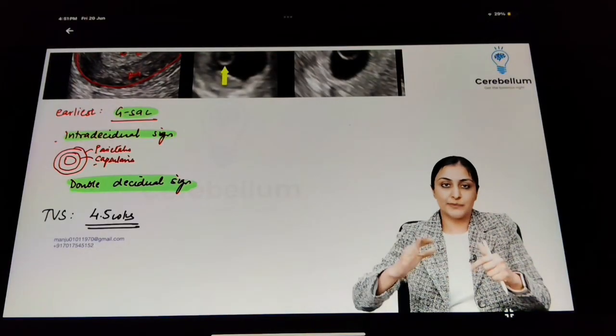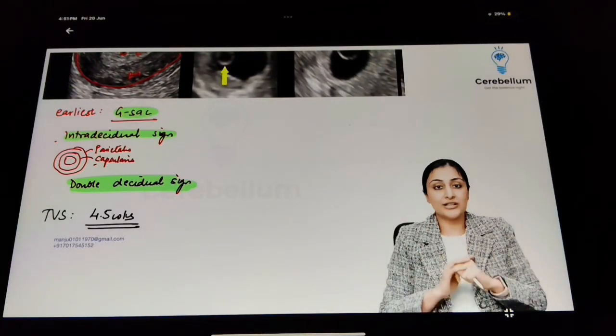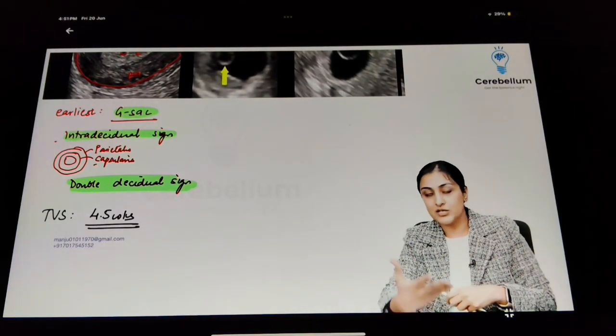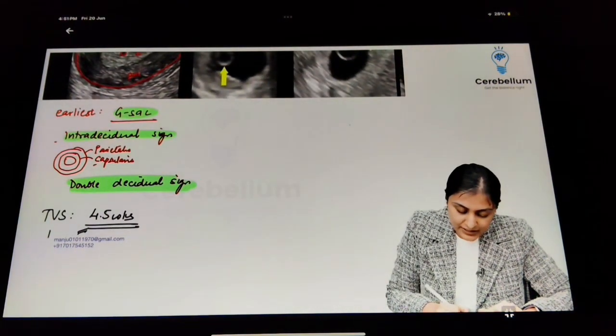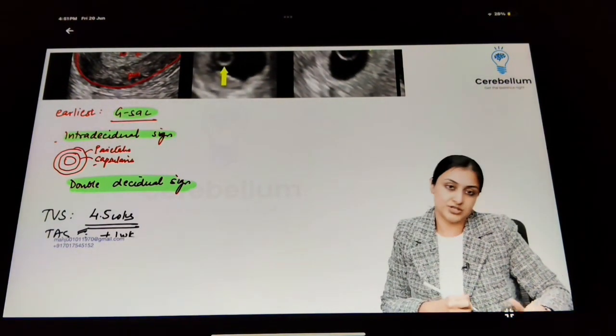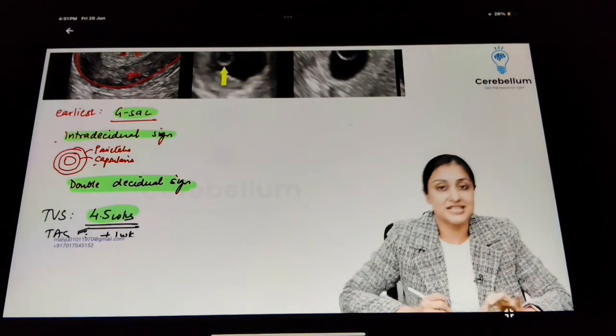Don't remember both numbers, just remember TVS, you're going inside the vagina to look at the uterus more closely. It will precede by 1 week. So TVS versus TS, TVS is always ahead by a week. Okay, so we remember only one value. TVS is 4.5. If they ask me TS, I just add 1 week to it. Yeah, so the earliest an intrauterine pregnancy can be detected is 4.5 weeks.